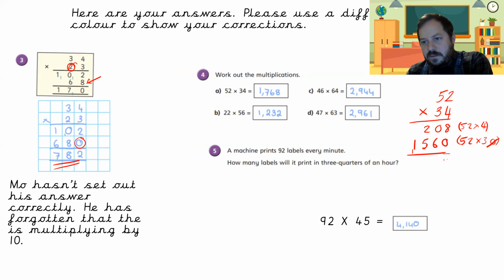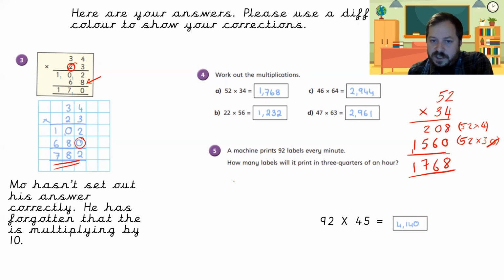8 and 0 is 8. 6 and 0, 6, 5 and 2 is 7, and 1 on its own is 1. So our answer is 1,768, which is what we've got here. And that's the way I'd go about it. The clever bit is doing this 0 before you even start, and then you're not going to get it wrong.